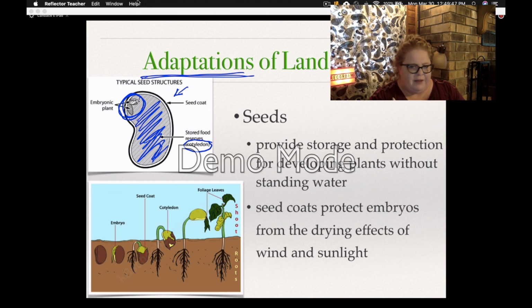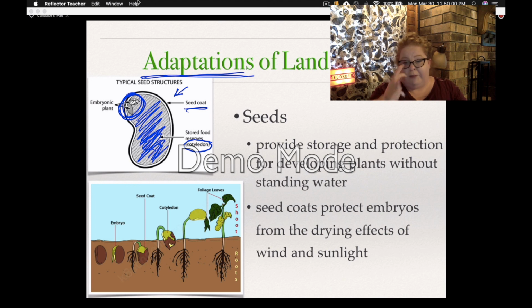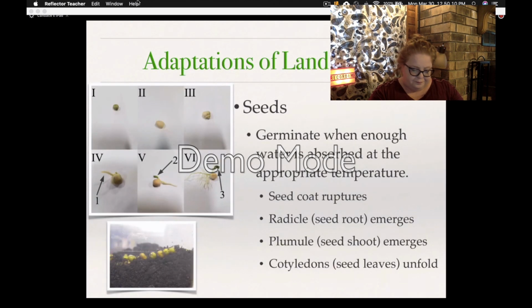So we'll talk about that a little bit more in a future lesson. So here we have that little embryonic plant, and it gives it some protection and allows for storage while the plant is waiting to germinate. All right, so let's look at the germination. Germination is essentially defined as when the seed goes from being a seed to a seedling.